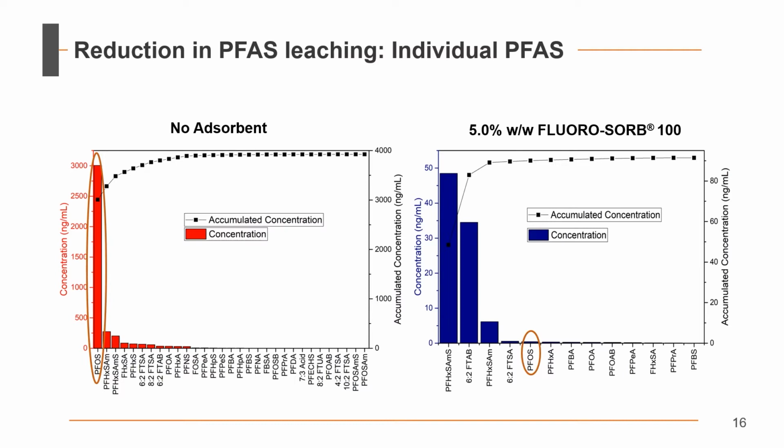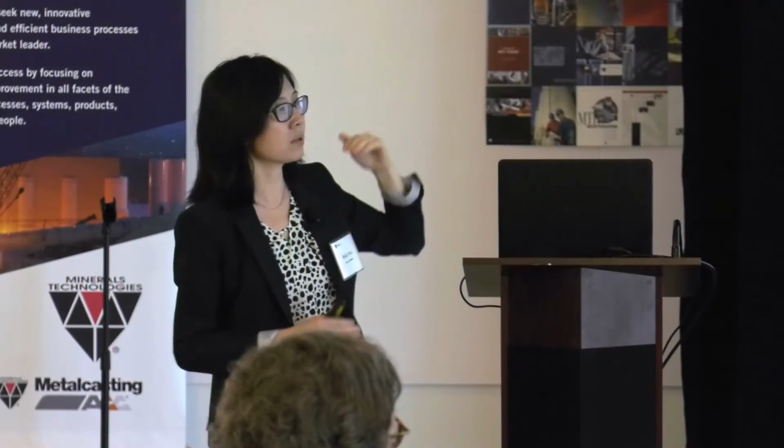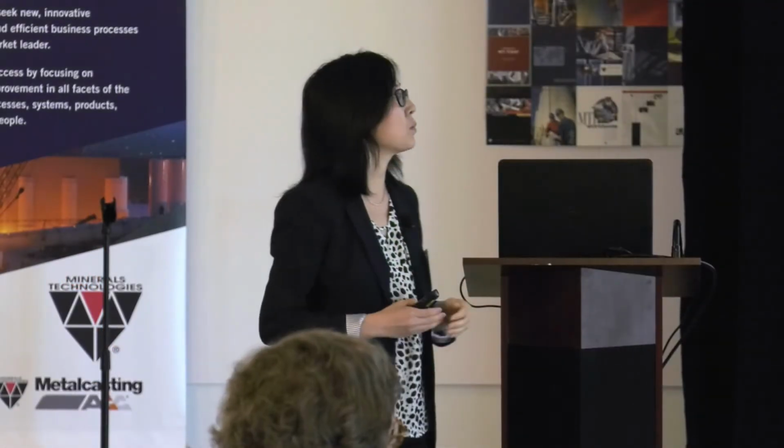And if you look across the board, you see the bars getting smaller on the right because there's a lot of PFAS that were totally removed, and we couldn't even detect them. And if you look at the y-axis, 3,000 versus 50, you see across the board, all the PFAS were reduced.